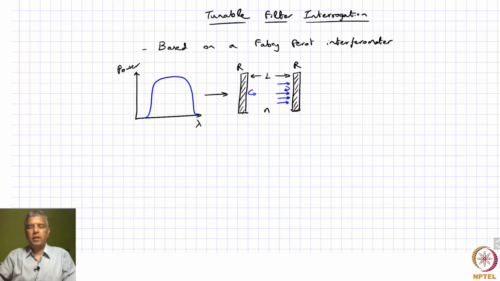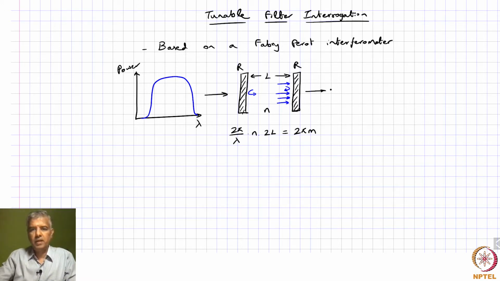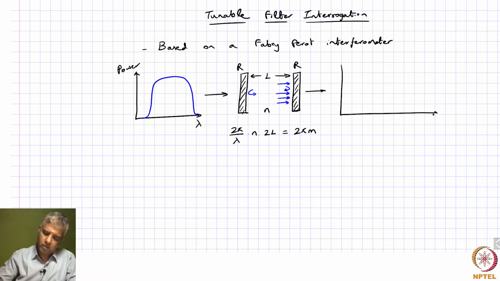If they are all constructively interfering, the condition is that the round trip phase, which is given by 2 pi over lambda multiplied by refractive index n multiplied by 2 times L, because it's going through a round trip, is an integral multiple of 2 pi. Then those wavelengths will be transmitted. So if you look at the output, the transmitted intensity as a function of wavelength is basically a series of peaks.